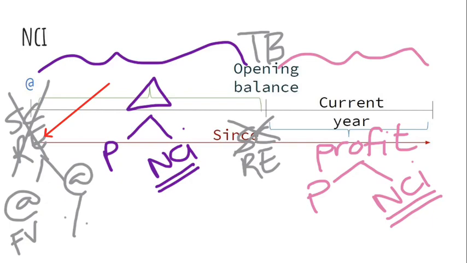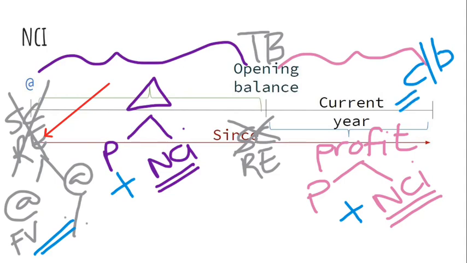After you've done this, you will be able to calculate the closing balance for NCI at the end of the reporting period. That will consist of the at acquisition amount that you created through the at acquisition journal entry, plus the amount through the since to opening balance consolidation journal entry, plus the current year consolidation journal entry for the profit attributable to NCI. That will add up to your closing balance for NCI. We will now look at the specific journal entries.